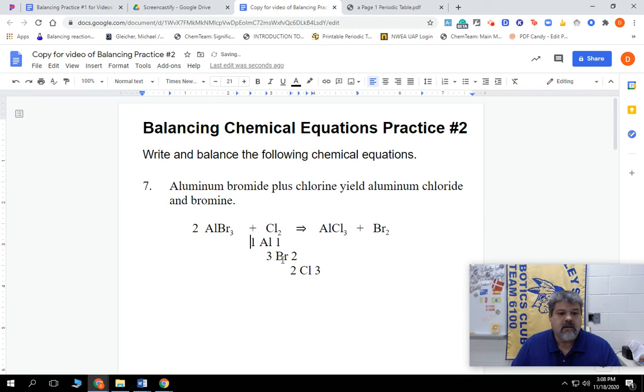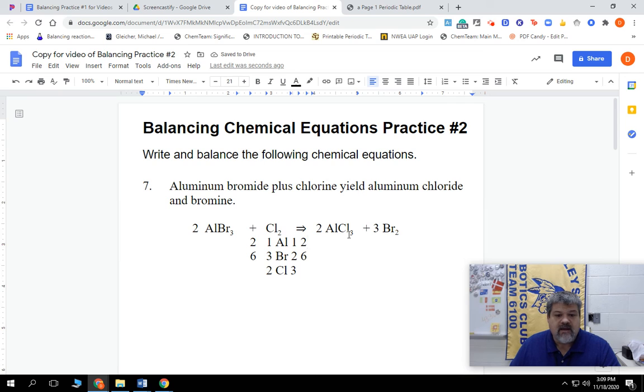And I'm going to change this to 6 bromine. But I also have 2 aluminum. Now I have to change bromine over here to make it 6. So I'm going to put a 3 right there. Now I have 3 times 2 is 6, so I'm going to put my 6 right there. I didn't change anything else. Now I'm going to chase my aluminum, so I'm going to put a 2 right here, and a 2 right there. So now I have 2 aluminum.